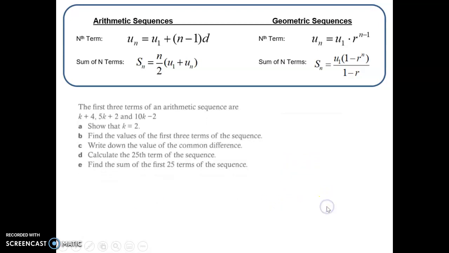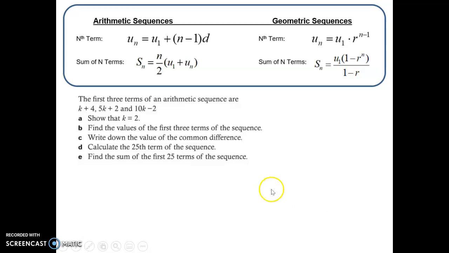Next question looks like this. We have the first 3 terms of an arithmetic sequence. So again, we're going to be using these formulas, and we are given these 3 terms. Notice the terms are given as algebraic expressions instead of just values. So you're looking at this first term, second term, third term, and it says show that k equals 2. Now in math, when we're asked to show something, it's like a little proof.